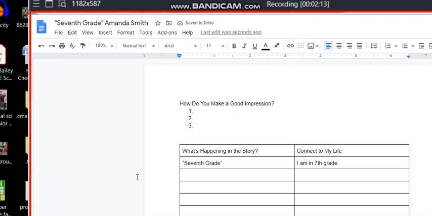So as you read, you'll add 4 more connections directly to the story. These connections will help you remember what you read and help you learn about the story and the characters in the story as well as yourself.